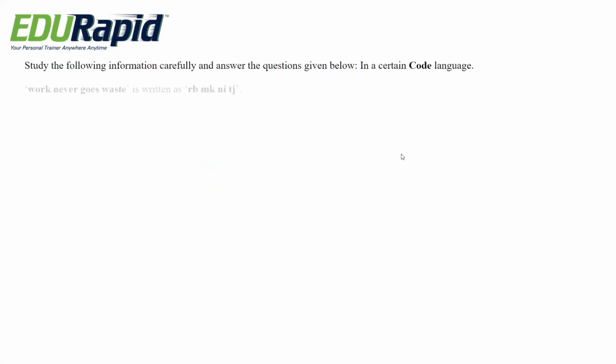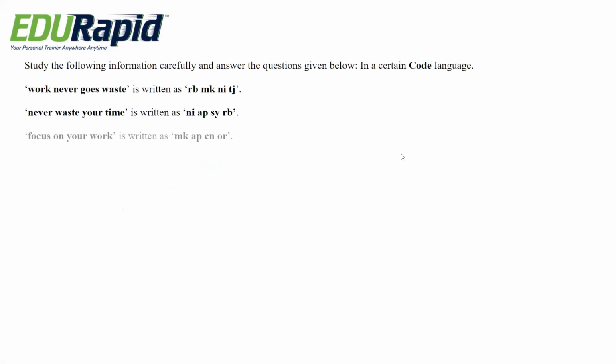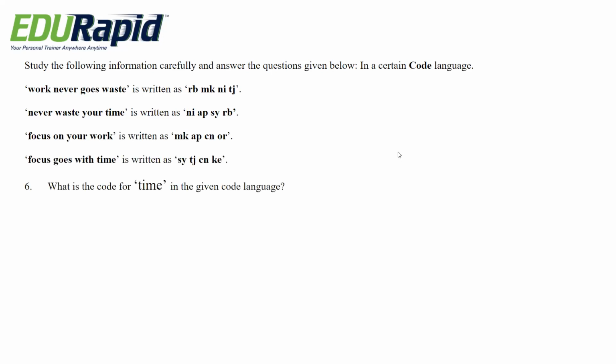Next question. Code language same for problems 4 to 8. What is the code for time in the given code language? Options are TJ, SY, NI, CN, RB.